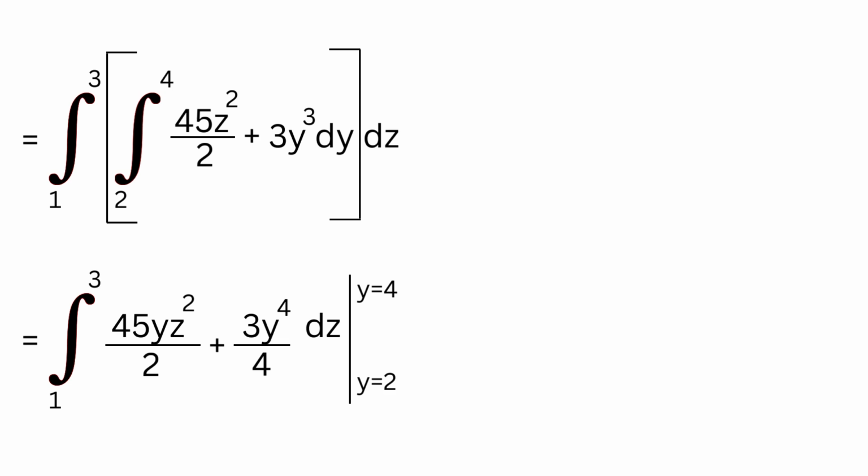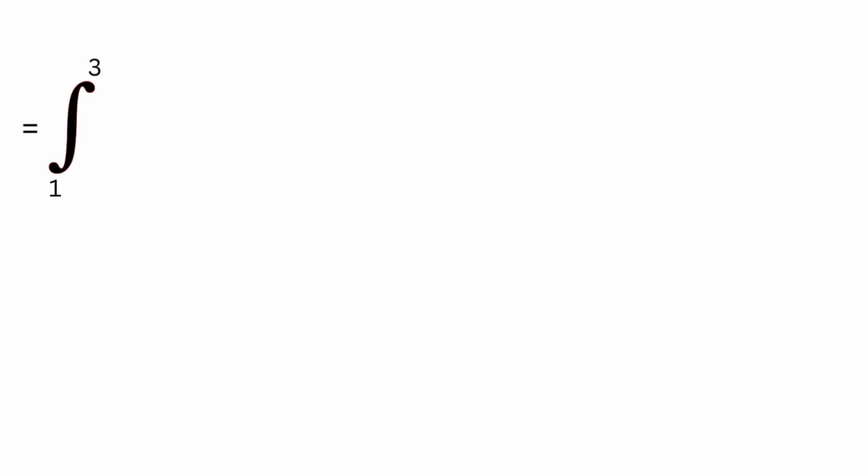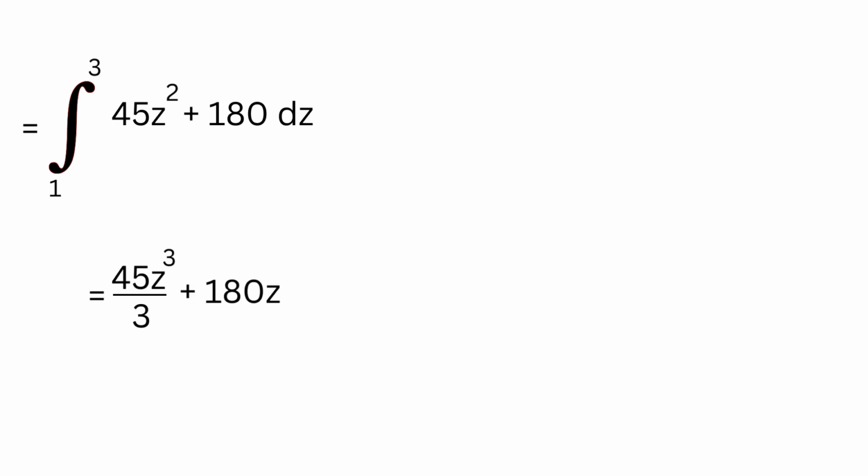Again, we evaluate to get integral from 1 to 3 of 45z squared plus 180 dz equal 45z cubed over 3 plus 180z with z boundaries of 1 and 3. Now we evaluate to get the final answer, equals 750.